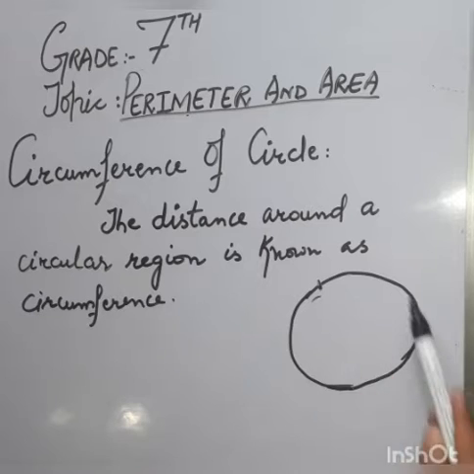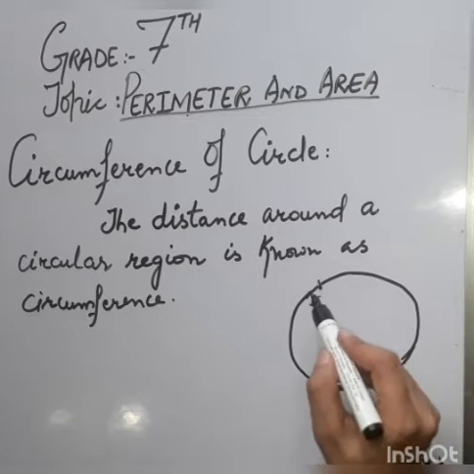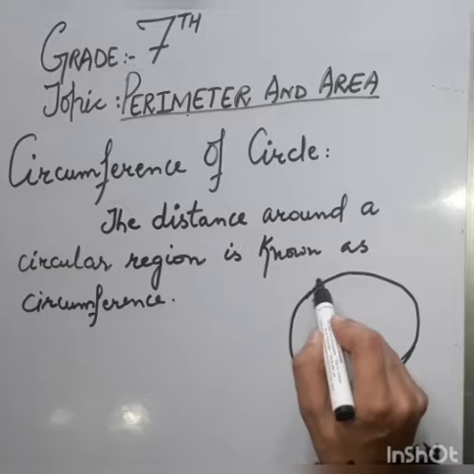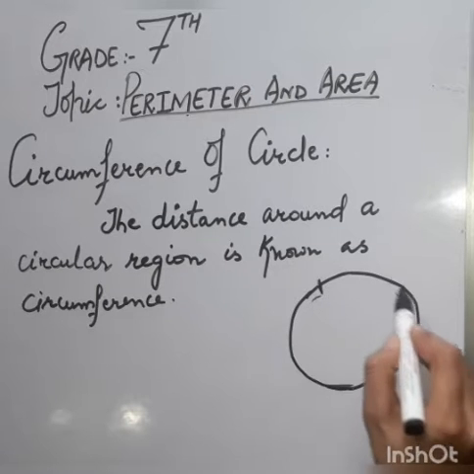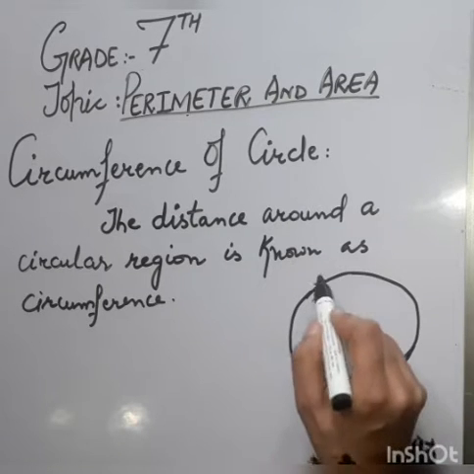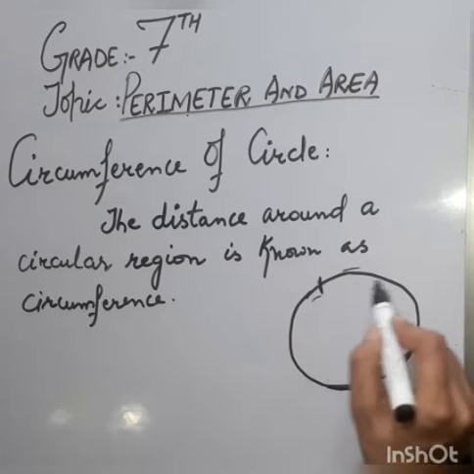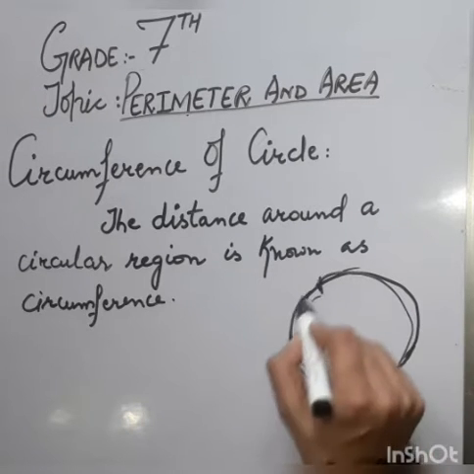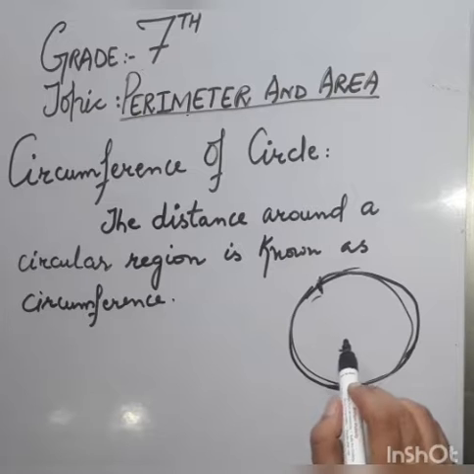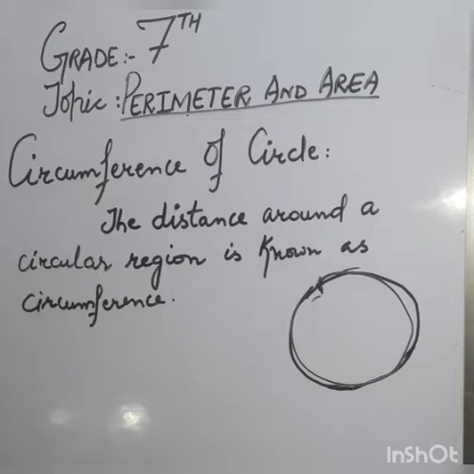Say, suppose this is a circle and the distance around this circular region, that is, if I start from this point and go like this up to this point again, this distance is known as the circumference of the circular region. Clear?